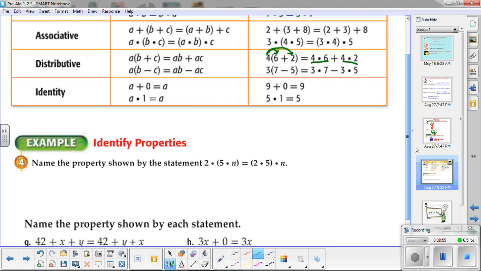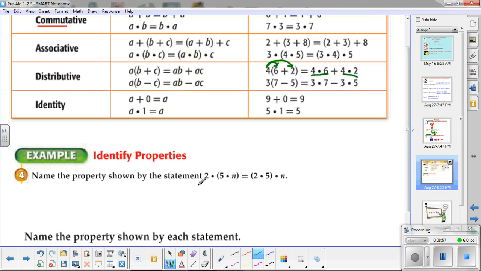So in example 4, it says name the property shown by the statement 2 times the quantity 5 times n equals 2 times the quantity 2 times 5 times n. Well, it's not going to be the commutative property because the numbers did not move. It's 2, 5n, 2, 5n. They stayed in the same spot.